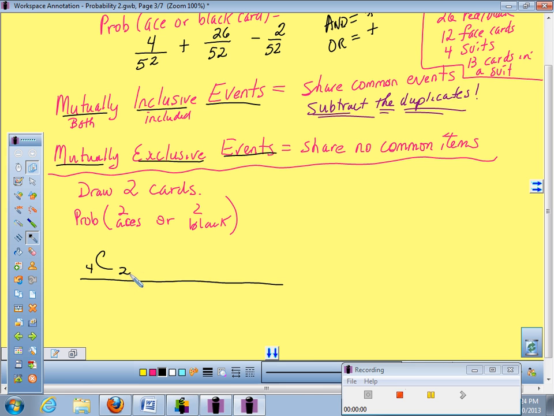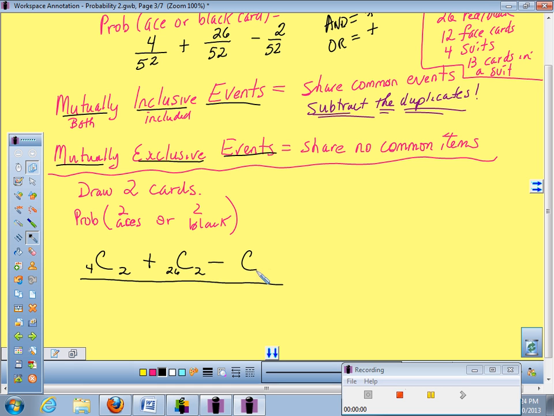Okay. What does OR say? Add. Okay, now I got to pick 2 black cards. How many black cards were there? 26. How many are you picking? 2. Okay. Are there possible overlaps? Did you count some here that were in the aces that were also in the black cards? Okay. So when you're picking more than one, though, when you subtract out the duplications, you have to subtract it out using a combination. You got to do it all the way through.